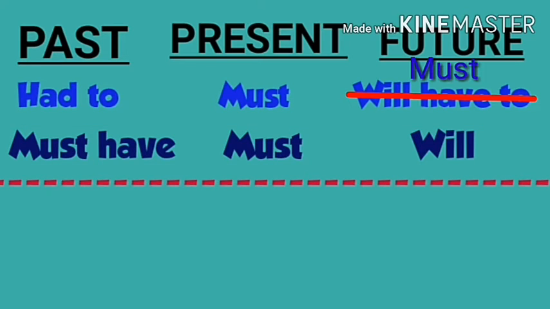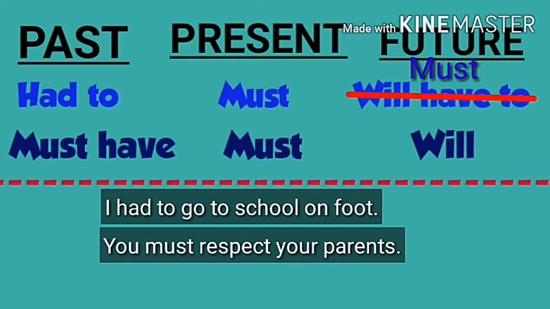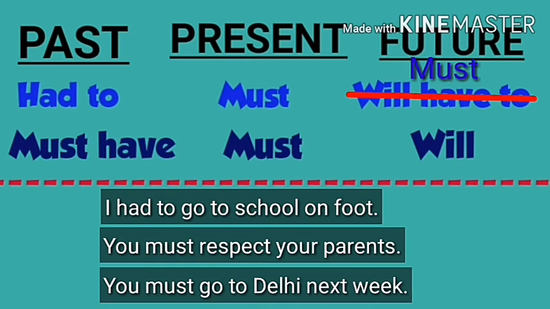Now let's look at the examples for the words of the first row. I had to go to school on foot. You must respect your parents. You must go to Delhi next week.